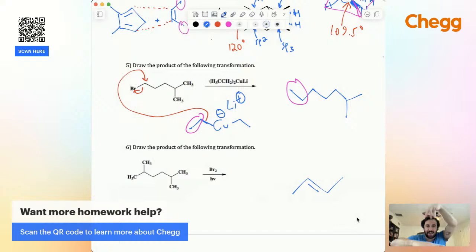So they either both add to this face. So I'm taking that molecule and now I'm looking at it from the side. I'm looking at the alkene from the side. They're either adding to this face or they're adding to this face. And whichever face they add to, they'll end up on that side of the molecule together. That's what syn addition is.